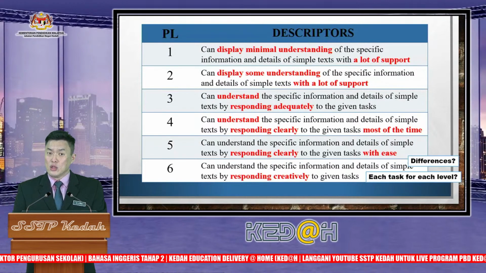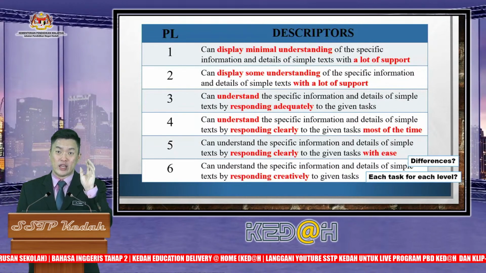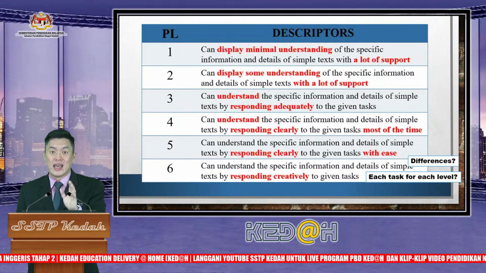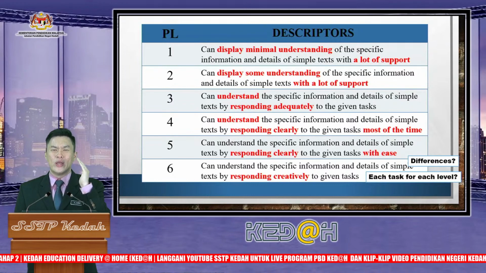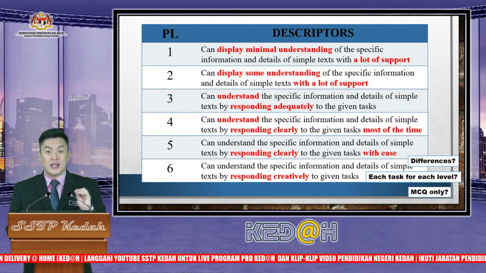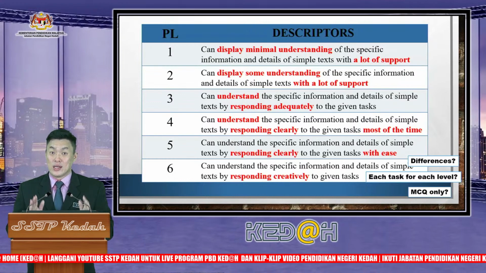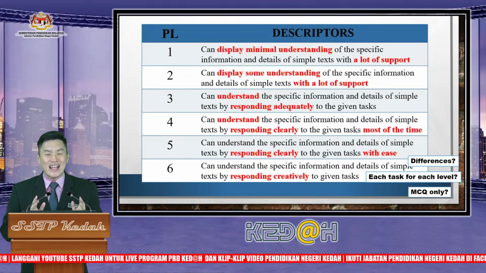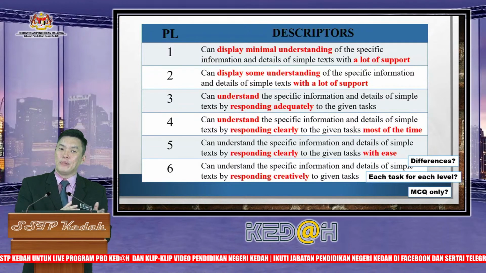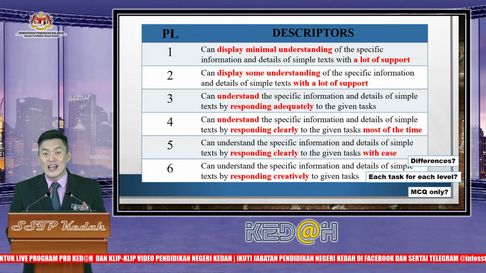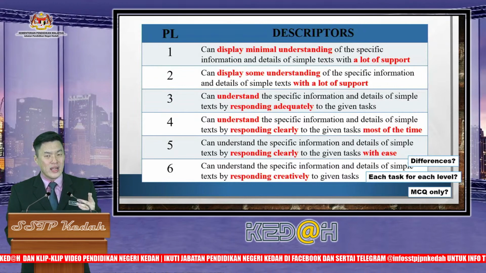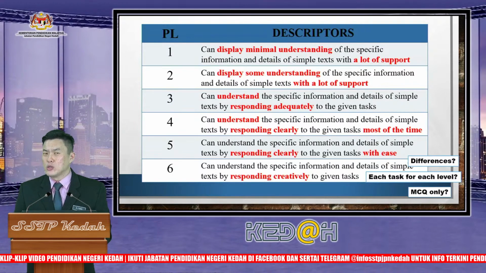Then, do we need to have a task for each level? The answer is actually no. As long as we give them a task, and from their response, we determine which level they belong to. In other words, when we are setting our assessment tasks, we have to make sure they can actually assess the different levels of the pupils. So for my Google form just now, if I had only given them multiple choice items, would I be able to see whether they can respond creatively?